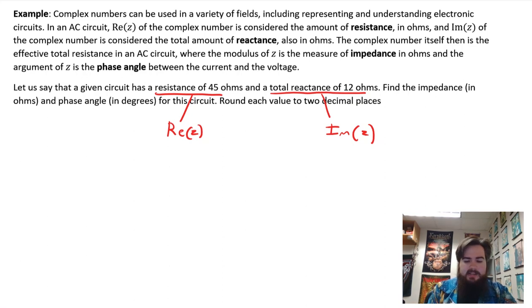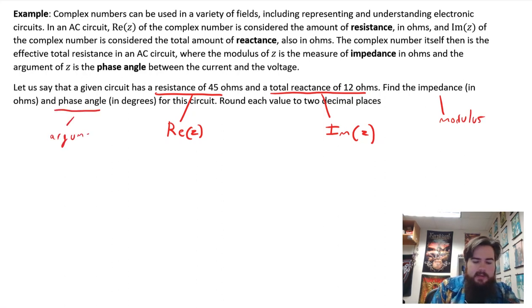The impedance is the modulus, whereas the phase angle is the argument. So even though this is in another term, this is using different words to express these values. In a complex case, we're working with a real and imaginary component, and we're trying to find the modulus and the argument. They just have different names in this particular case.